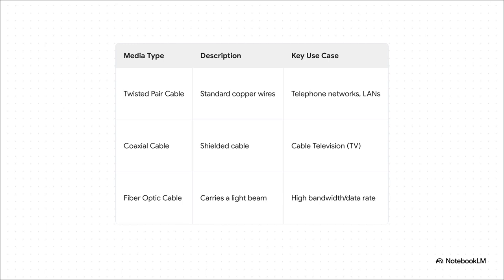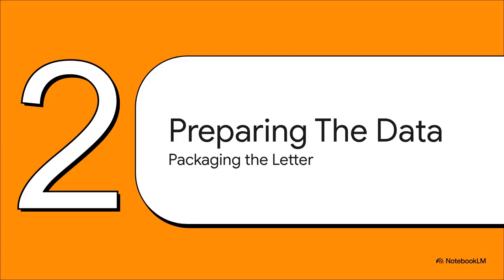And then there's the rock star, fiber optic cable. This thing uses pulses of light to transmit data. It's the high-speed light rail of the data world. Insanely fast, incredible bandwidth. Okay, so our roads are built. That brings us to Unit 2.